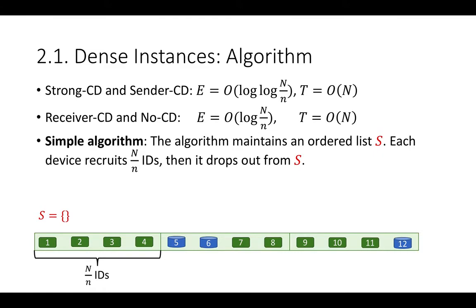Okay, here is an illustration for this algorithm. So in the beginning, we will have an empty set, and the algorithm will have n rounds. In the first time slot, we'll consider the first ID.